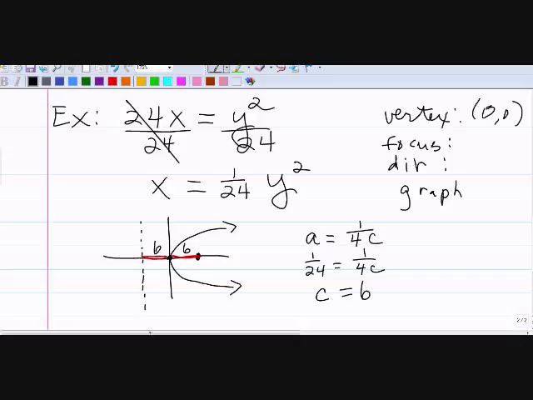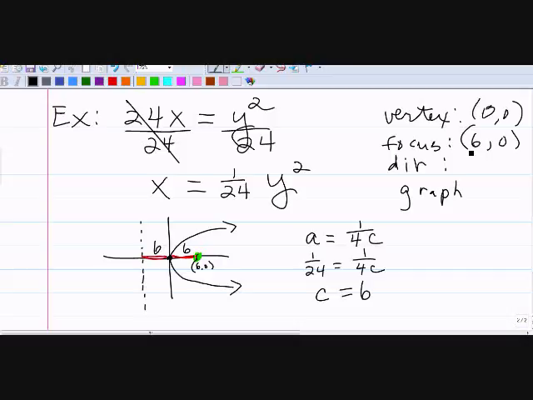All right, so let me figure out what the xy coordinates of that point is at the focus here. I've gone 6 to the right from 0, 0. So I think that point is over 6 and up 0. So my focus is 6, 0.